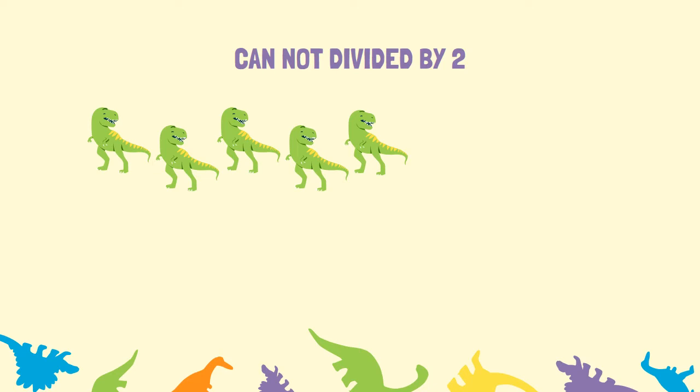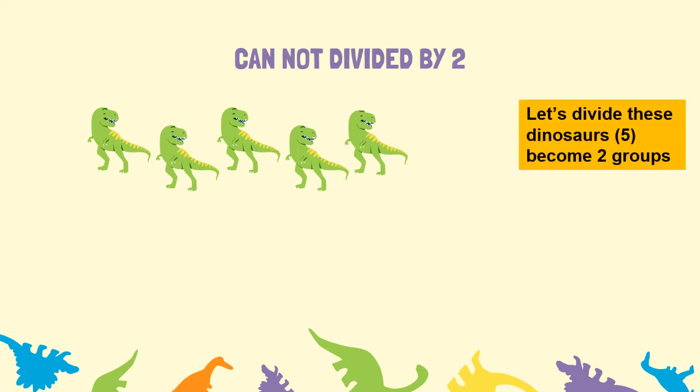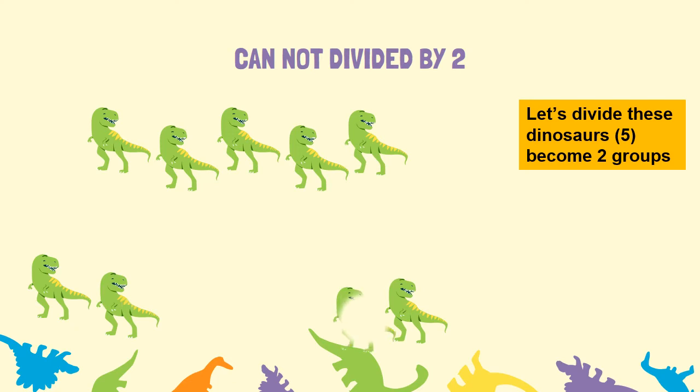Now, what about 5? We cannot divide it by 2. Okay. How many dinosaurs? 5 dinosaurs. Let's divide these dinosaurs into 2 groups. So I put 1 here, 2, 3, 4, and 5.